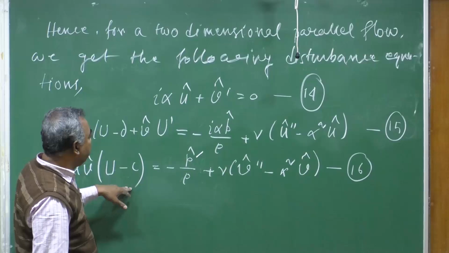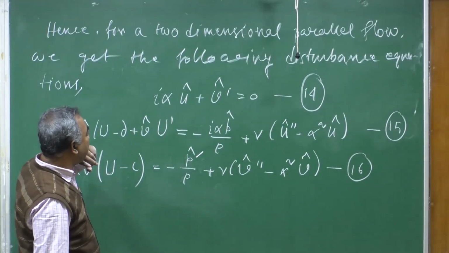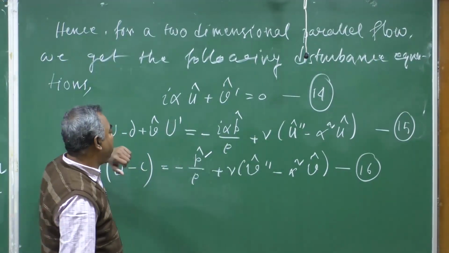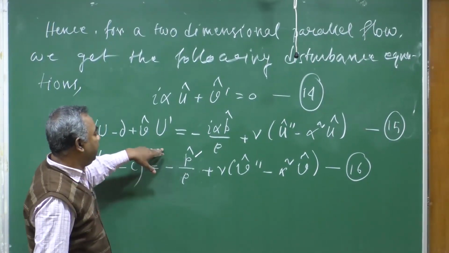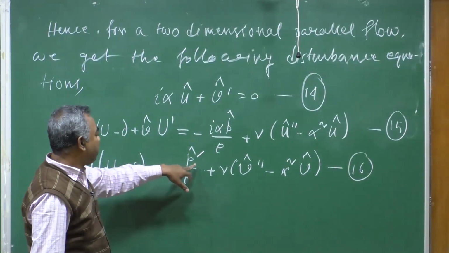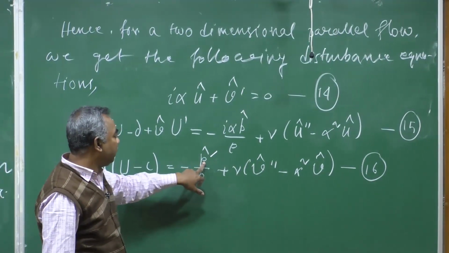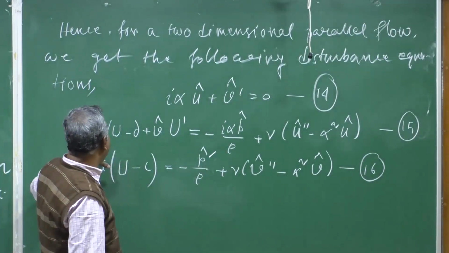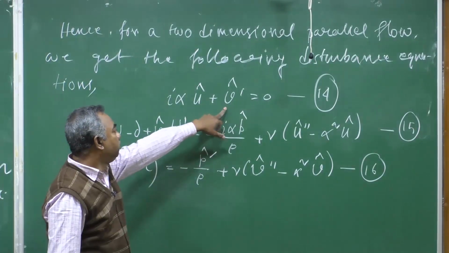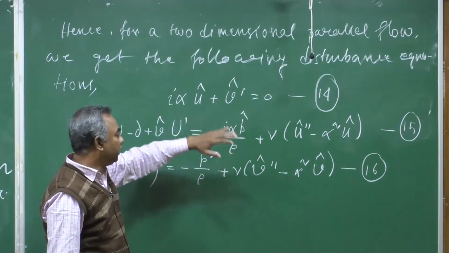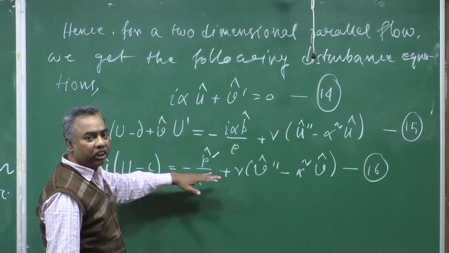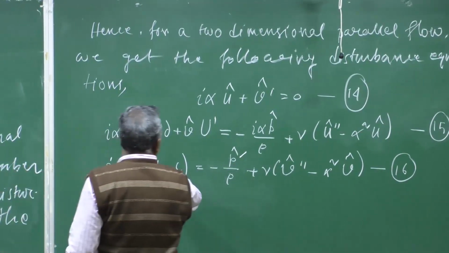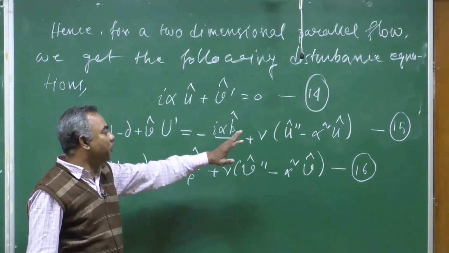So, how can we eliminate p hat and u hat? You can take the derivative of equation 15 with respect to y, then replace the p hat from equation 15 after taking the derivative, and replace the u hat with respect to v hat from this continuity equation, equation 14. Then you will be able to write an equation in terms of v hat only, and let us do that. So, first we are going to take the derivative of equation 15.